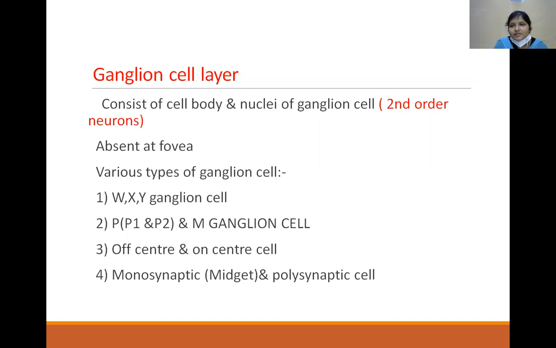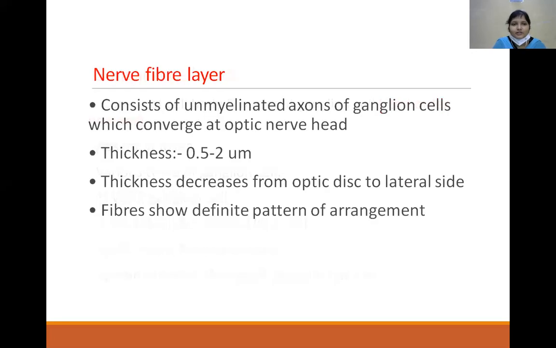Monosynaptic cell means one ganglion cell synapses with one bipolar cell, whereas polysynaptic cell means many bipolar cells synapse with a single ganglion cell. Monosynaptic cells are present in the central retina, whereas polysynaptic cells are present in the peripheral retina.